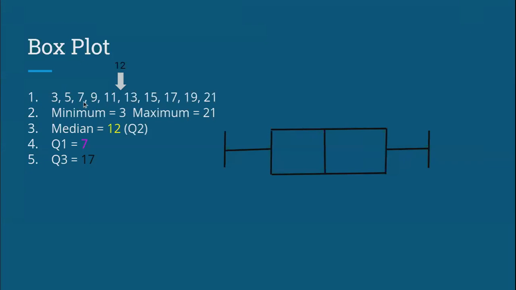And for Q3, we are looking for the median of the upper portion of the data, 13, 15, 17, 19, 21. But 17 sits physically in the middle. And that's what your box plot should have looked like. If it does not, please make the adjustments.